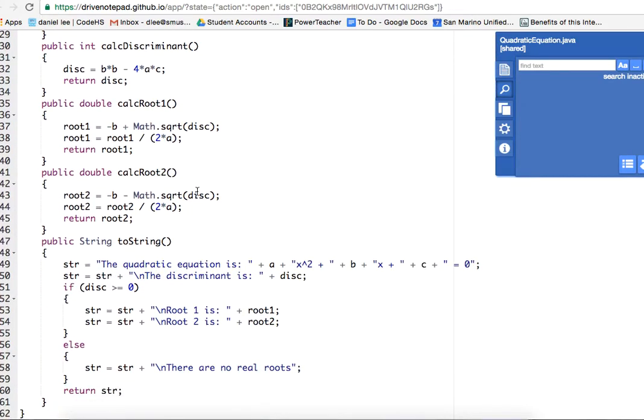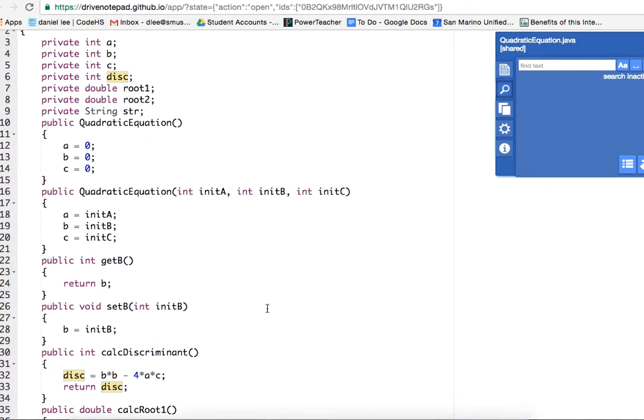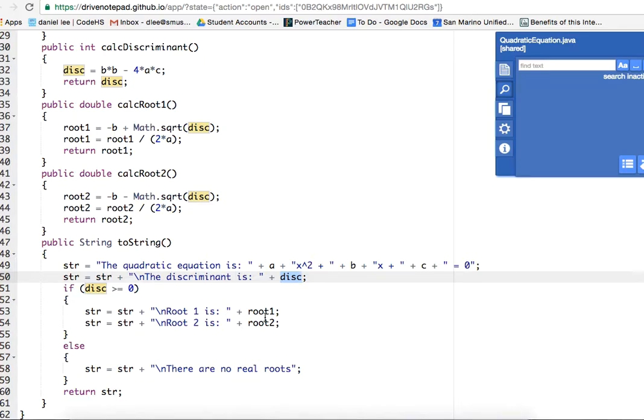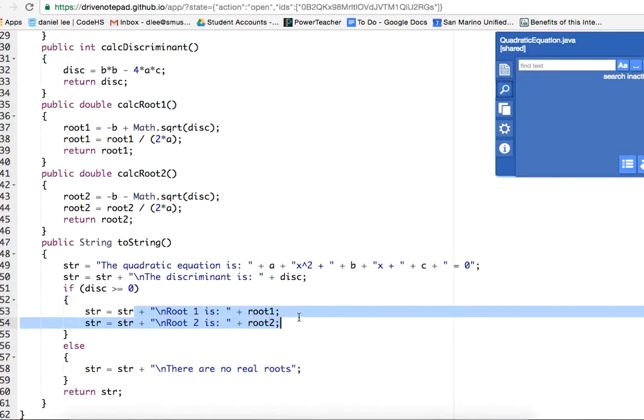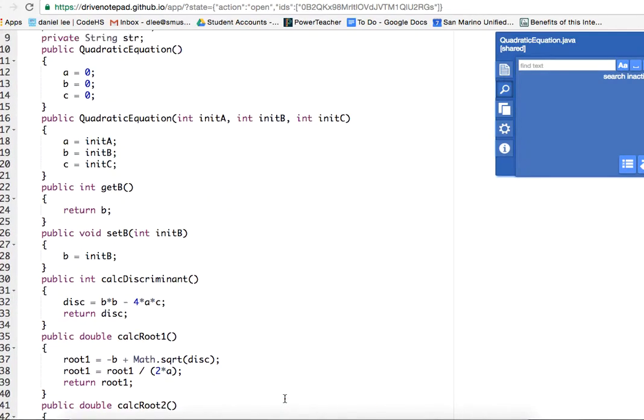Another thing is down here in toString: they use those instance variables to print out those values, right? Instead, what this test was testing is the fact that you can call these public methods here. So in order to print out root 1, instead of printing the instance variable root 1, you would run calculate root 1 right here, which would return root 1 and make sure that the output is what we want it to be. So that's why this person got docked off.